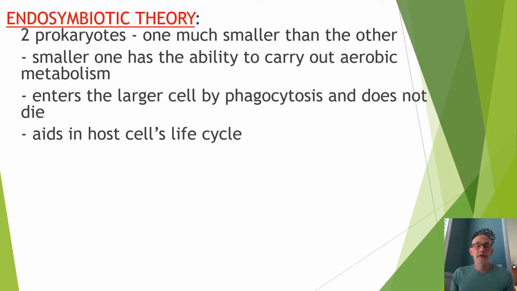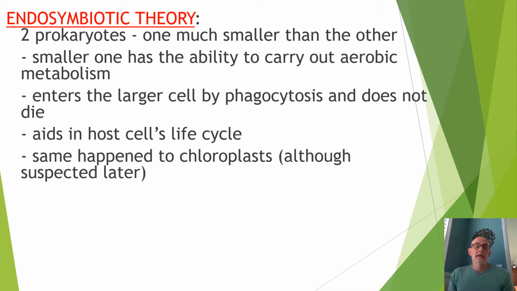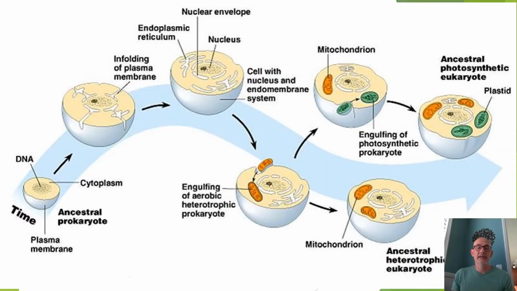And then the same thing happened with the chloroplast. The chloroplast used to be a free living prokaryote. It got engulfed, and then it started helping that cell become a photoautotroph. It is suspected that the chloroplast happened later, and the reason for that is that both the mitochondria and the chloroplast have their own DNA, but some of the DNA that the mitochondria need has been incorporated into the nucleus, so they think some gene transfer may have happened, whereas the chloroplasts are completely self-sustaining.